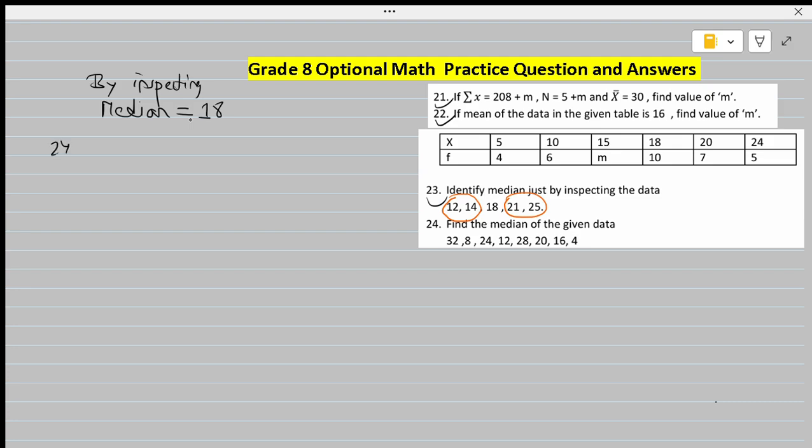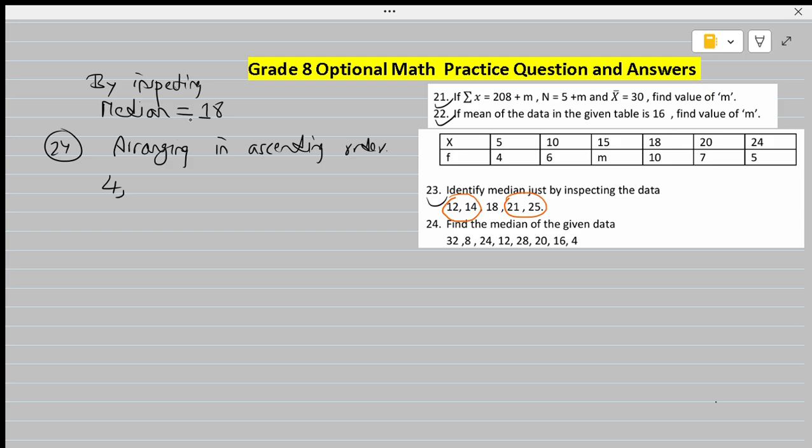In 24, find the median of the given data. Here the data is mixed with high and low values, so we have to keep them in some order, and obviously we use ascending order. So let's first arrange in ascending order. Let's identify the smallest value, that's 4.